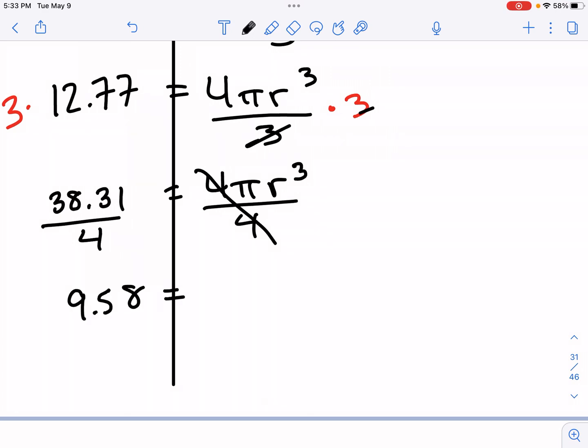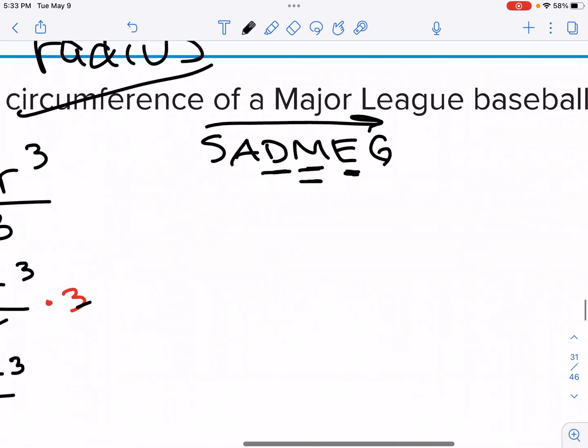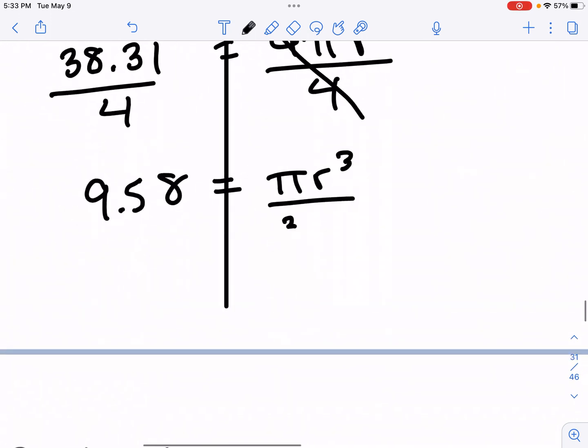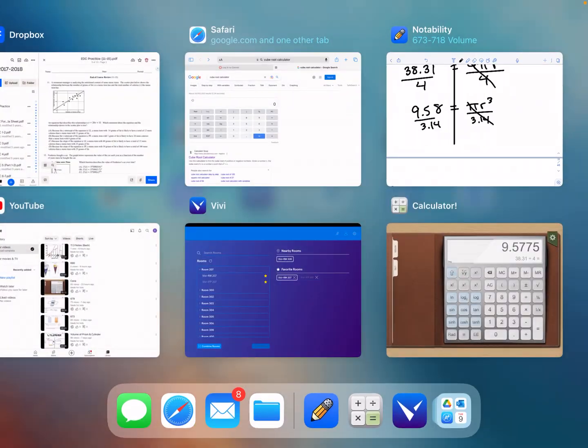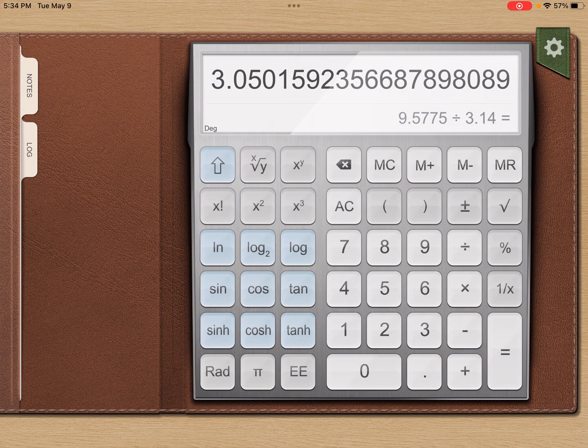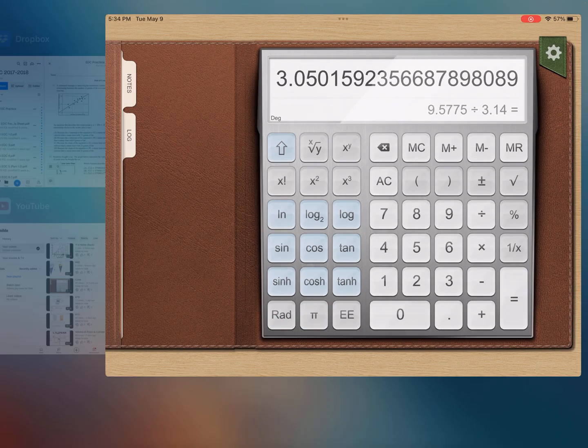All right, equal to pi r cubed. So we did get rid of division. We got rid of one multiplication. We've got to get rid of the other multiplication. We're multiplying by pi, so I'm going to divide both sides by 3.14. I'm going to write it out here. So let's divide that previous result by 3.14. Divide by 3.14, enter. All right, this is about 3.05.